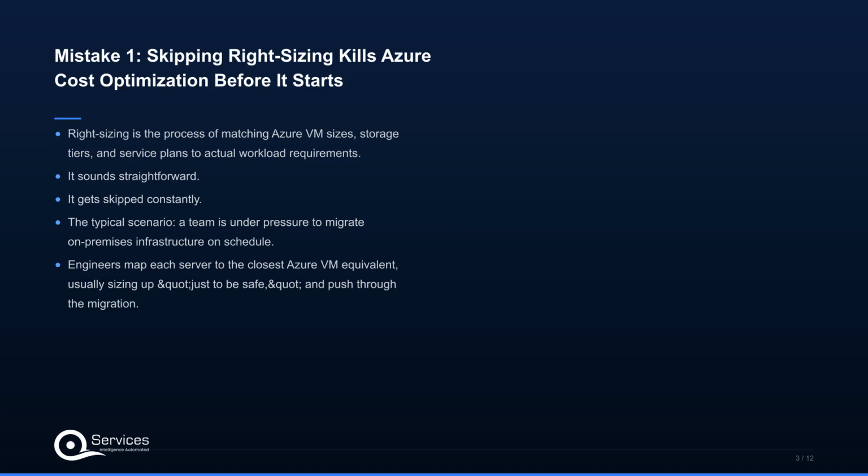The typical scenario: a team is under pressure to migrate on-premises infrastructure on schedule. Engineers map each server to the closest Azure VM equivalent, usually sizing up just to be safe, and push through the migration. 6 months later, those VMs are running at 8 to 12% CPU utilization. The team is paying for large general-purpose instances when small or medium SKUs would handle the same load at 40 to 60% less cost. Time pressure is the honest answer.